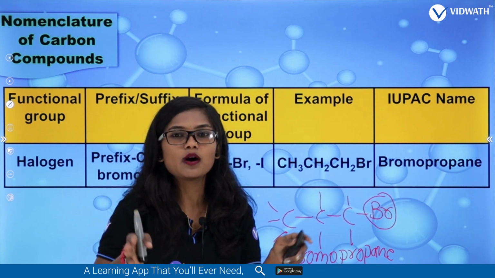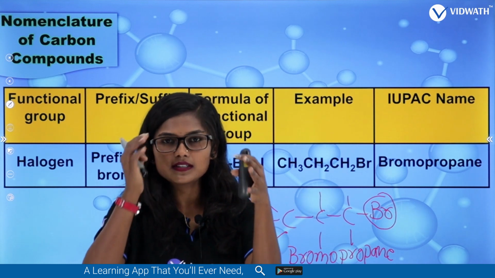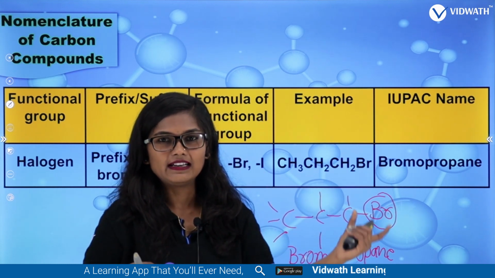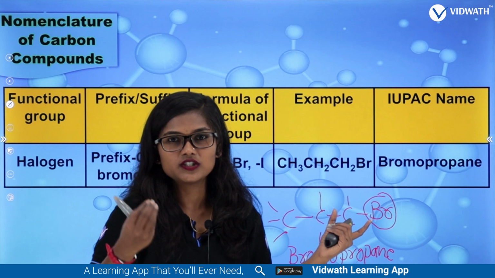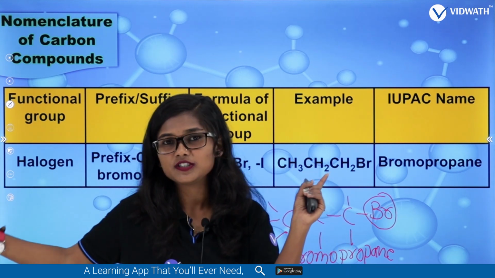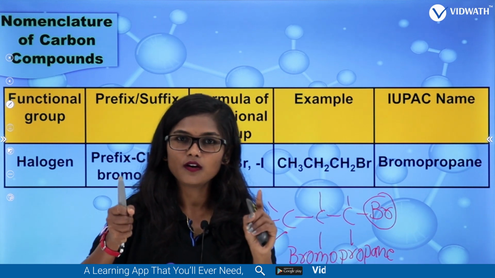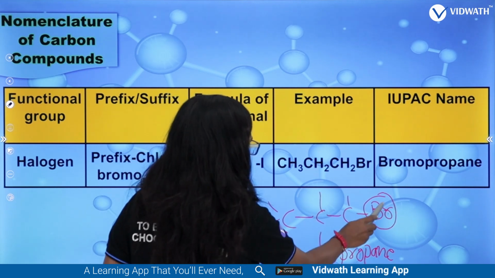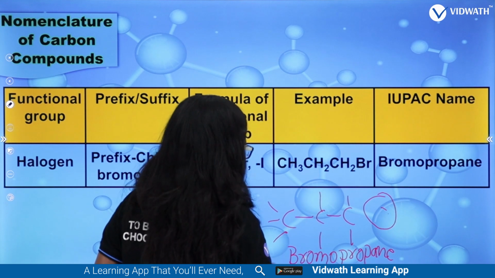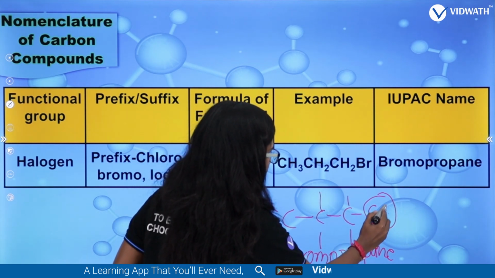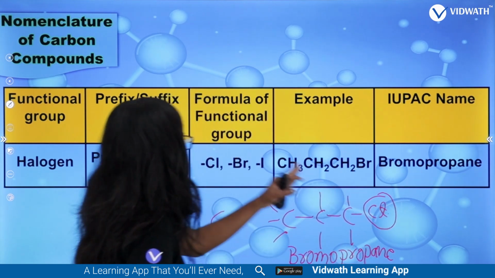Clear? So this is how we name the compound containing a halogen functional group. If it is iodine, iodo. If it is chlorine, chloro. Suppose in the place of Br we have chlorine, what will be the name? Of course, chlorine means chloro.